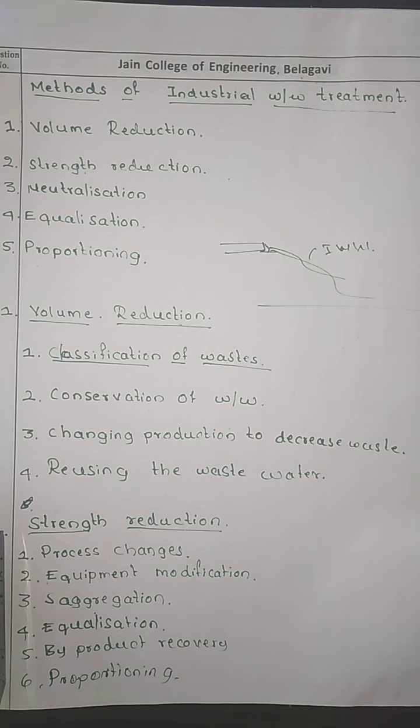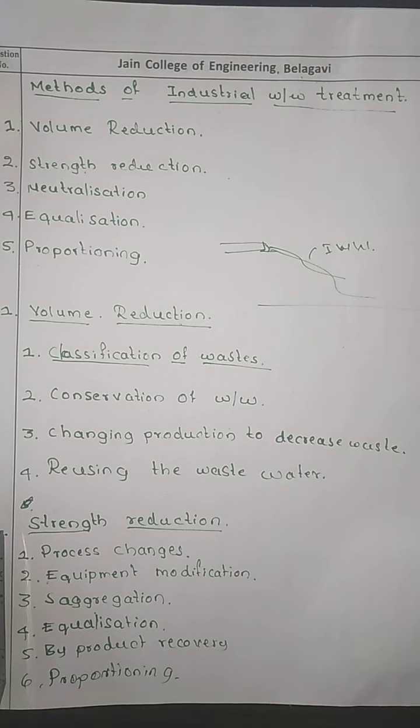In the previous class, we discussed what industrial wastewater is, what its characteristics are, and the differences between industrial wastewater and domestic wastewater. We also discussed the effect of industrial wastewater when it is disposed into the receiving water body or stream.